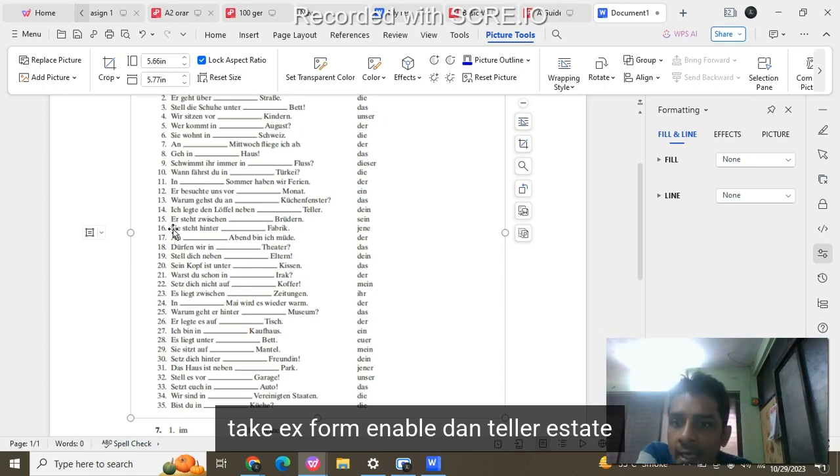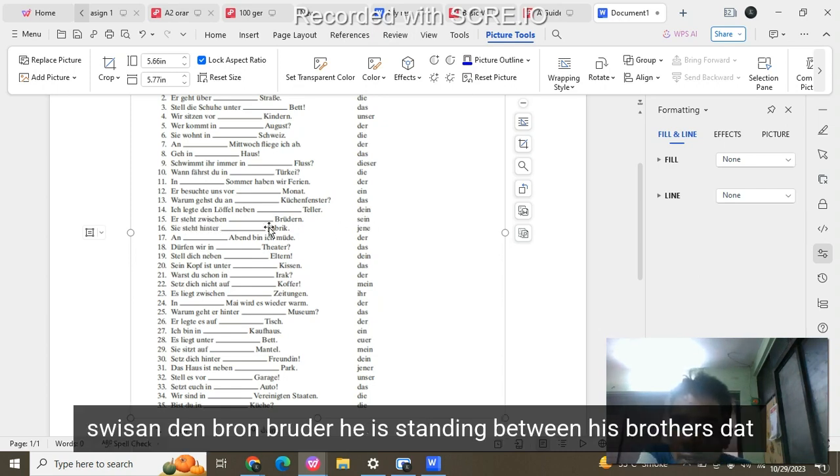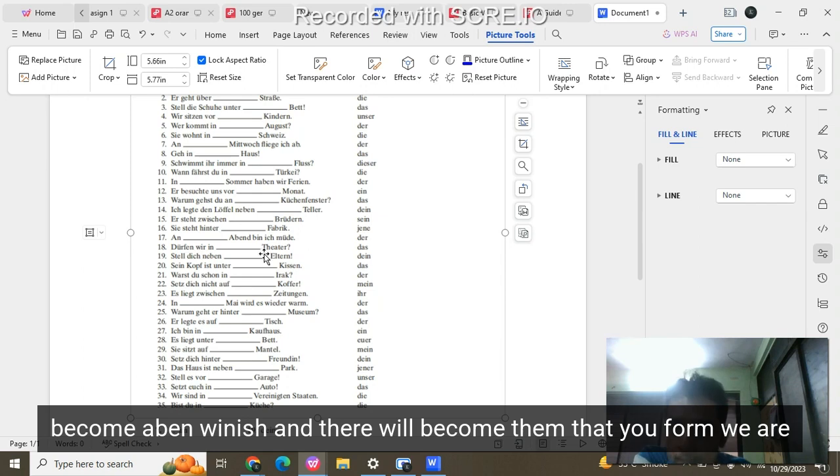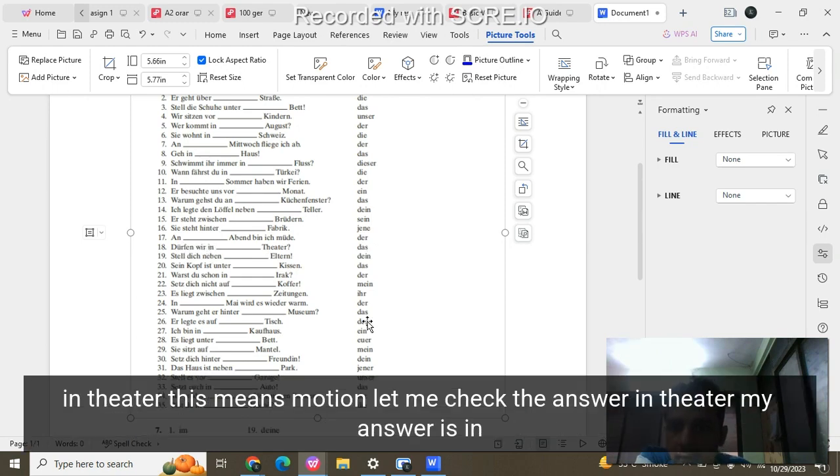Accusative form. Er steht zwischen den Brüdern. Jenen, seinen Brüdern. He is standing between his brothers. Dative form. Er steht hinter jener Fabrik. Die Fabrik. Dative form. Jener Fabrik. An dem Abend will become am Abend. Bin ich müde. And there will become dem. Dative form.